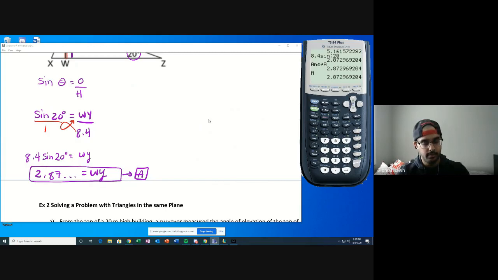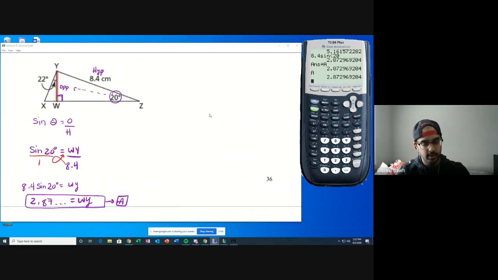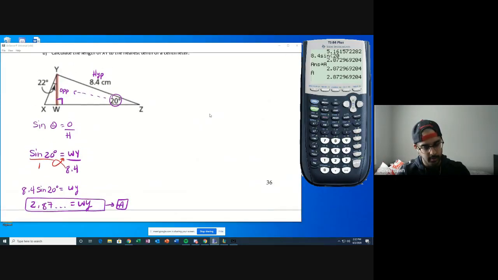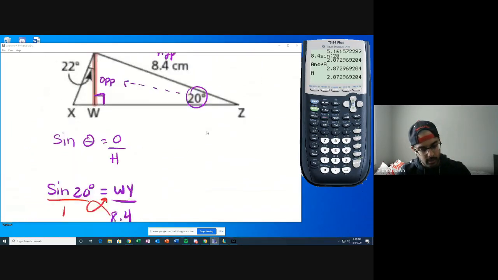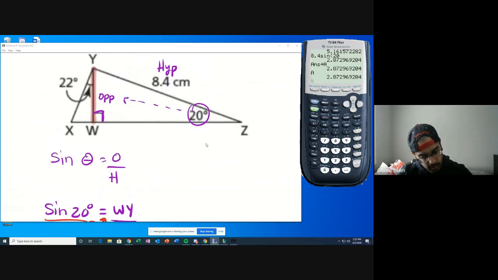So it is stored. Okay, so the next thing we have to do is actually figure out what we need to find. We're asked to find here XY. Okay, so in our original picture, I need this purple side length, X to Y.